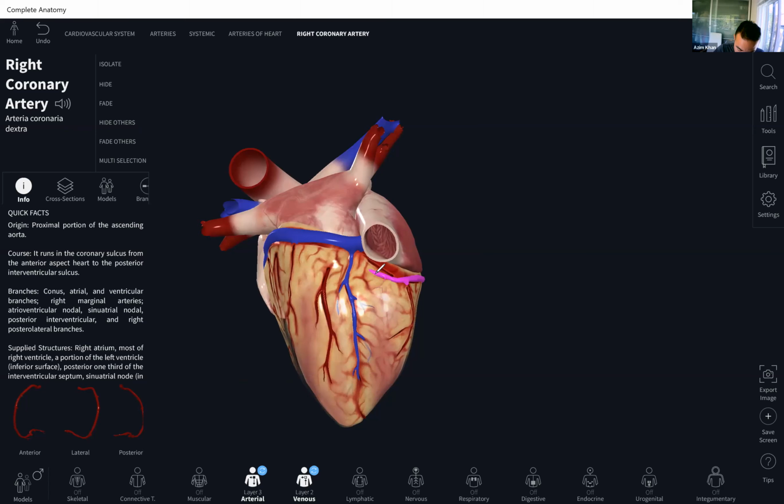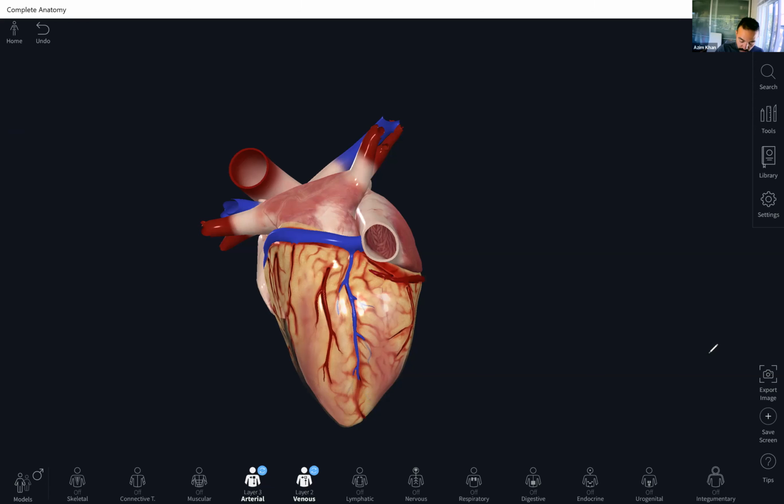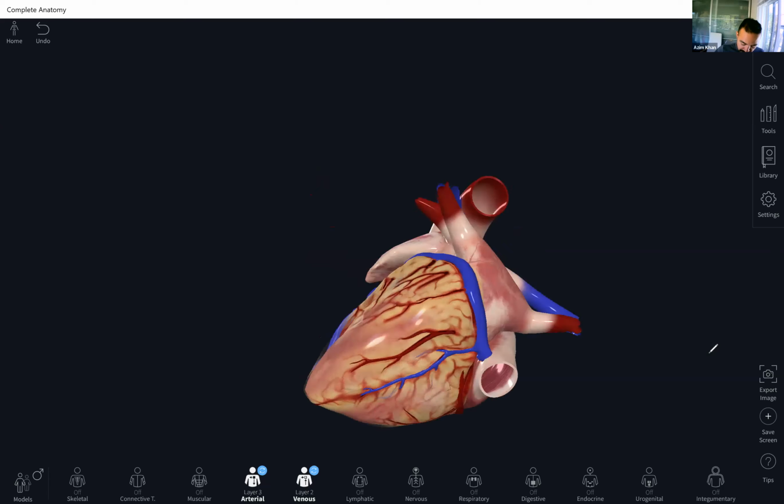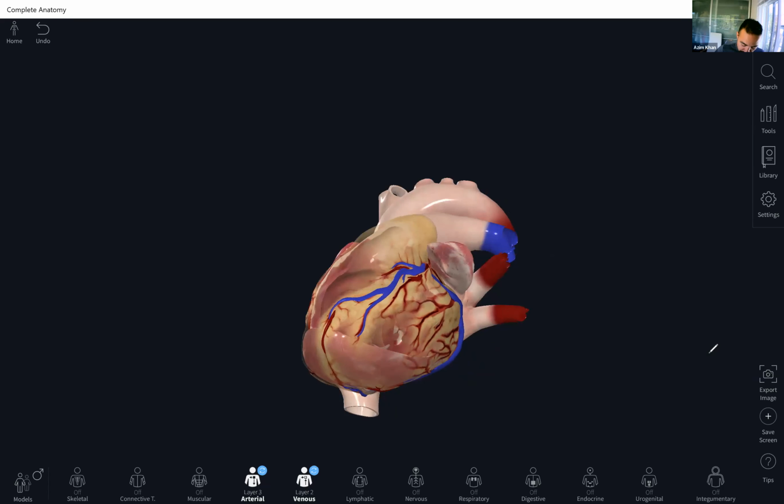And then it branches in this posterior interventricular sulcus. This is the posterior interventricular branch of the right coronary artery. If I spin, so we can see the apex pointing down. If I spin the apex up, or I guess I can't really do that, so I'll just spin this heart around a little bit.